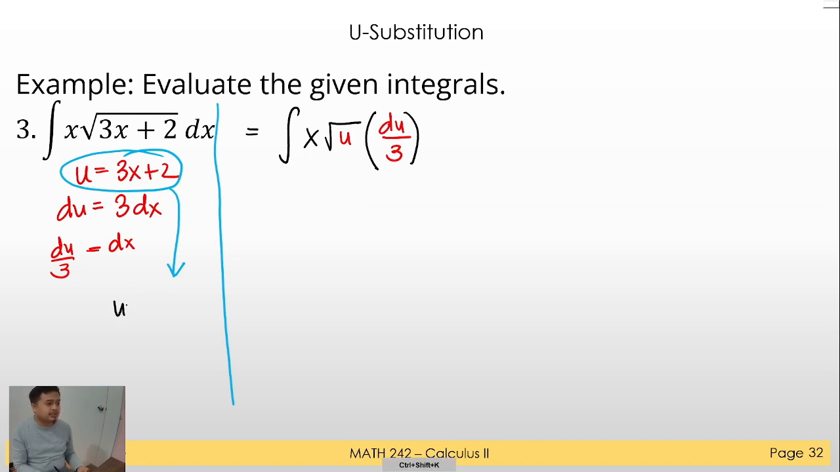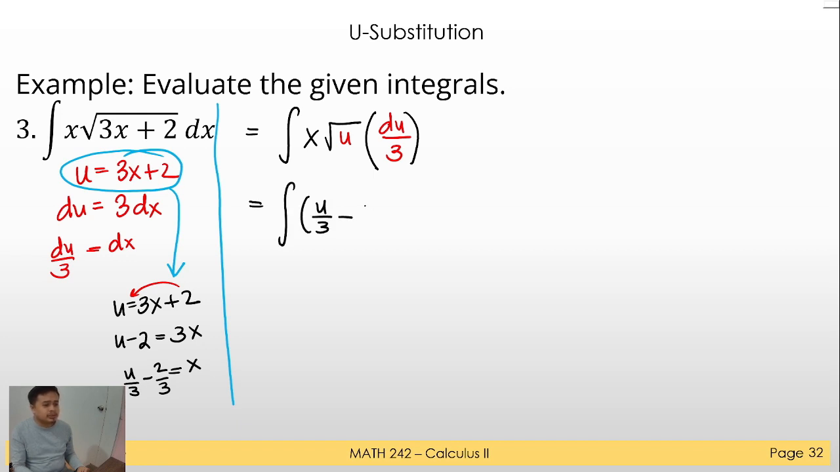So this u is equal to 3x plus 2. We want to solve for x here. So transpose this 2. We have u minus 2 is equal to 3x. Therefore, x is equal to u over 3 minus 2 over 3. Right? So this will be equal to the integral of u over 3 minus 2 over 3, and then we have here this square root of u, and then du over 3.